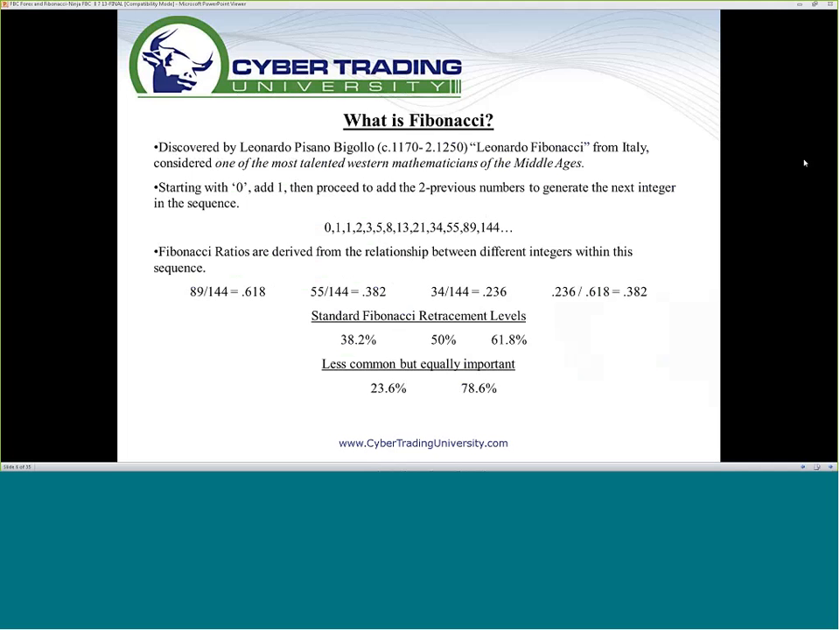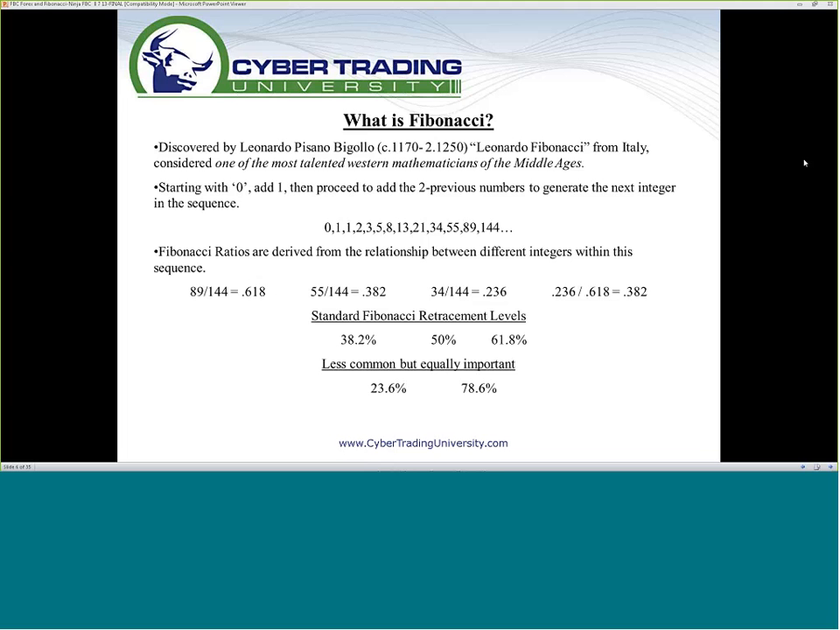But starting from the beginning, it was discovered by Leonardo di Giulio, also known as Leonardo Fibonacci from Italy, considered one of the most talented Western mathematicians of all of the Middle Ages. Now, this is the way it works. Good morning, by the way. Starting with a 0, we add 1, and then we proceed to add the 2 previous numbers to generate the next integer in the sequence. So 0 plus 1 equals 1, 1 plus 1 equals 2, 2 plus 3 equals 5, 3 plus 5 equals 8, so on and so forth.